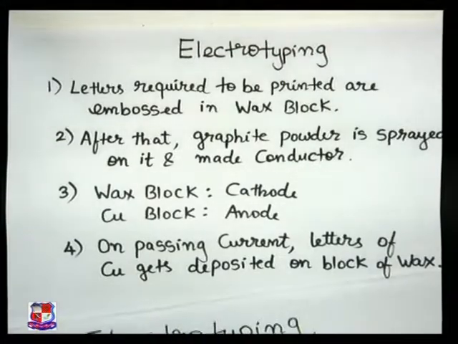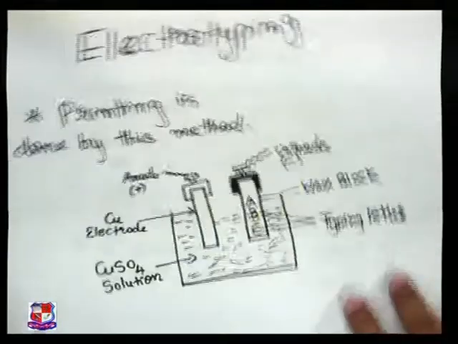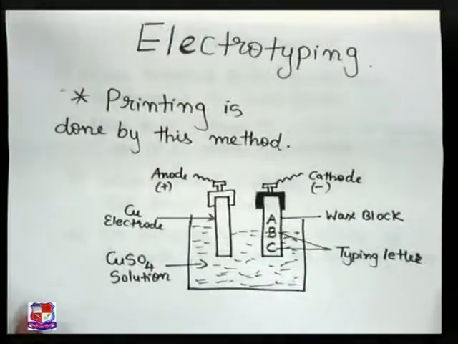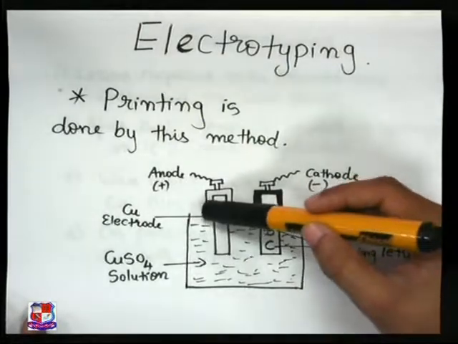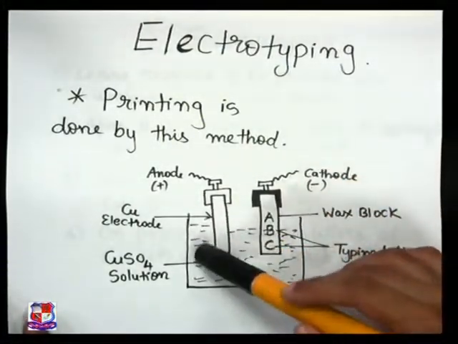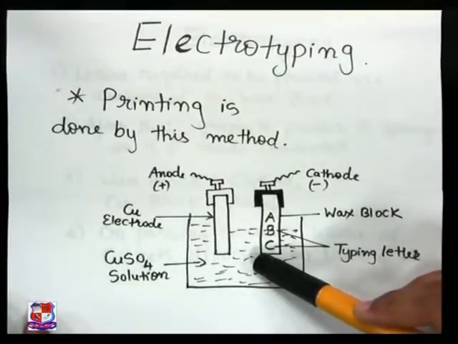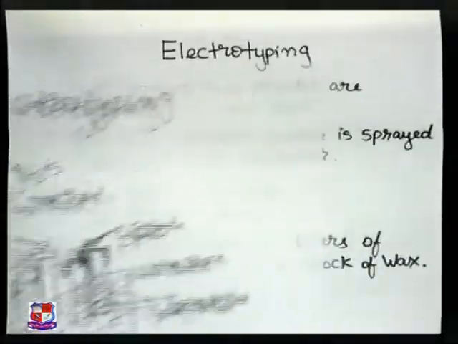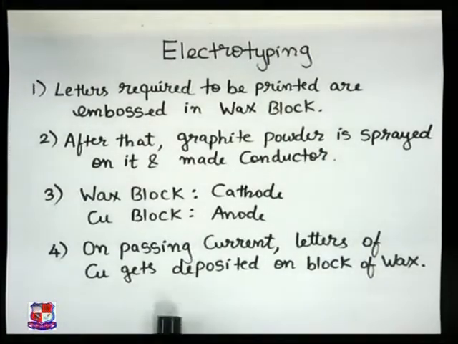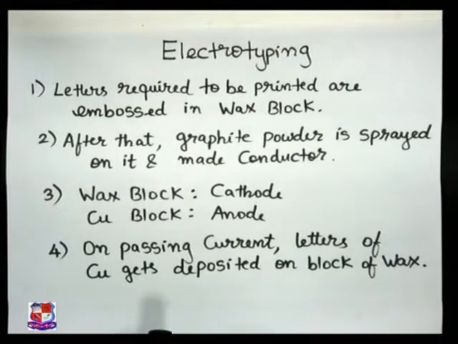Then look at the fourth step. What happens when you are passing the current? Okay, look here, when you are passing the current, then what happens? This copper will get into the solution, and with the help of this solution it will go and get deposited on the letter embossed into the wax block. So that is the fourth step that is occurring. On passing current, letters of the copper get deposited on the block of the wax.